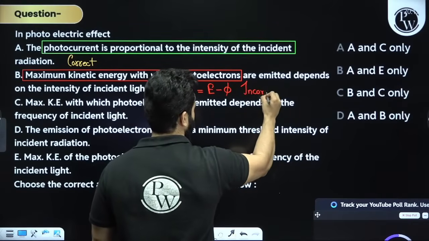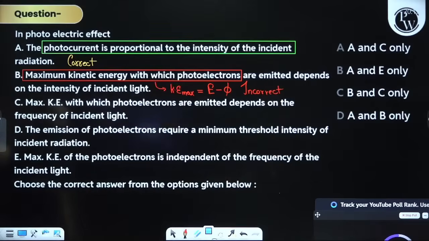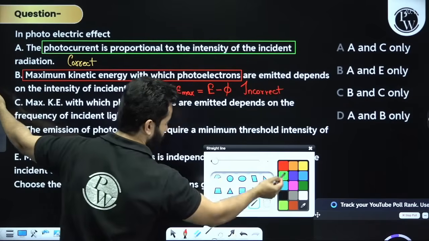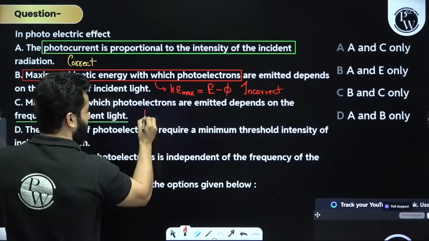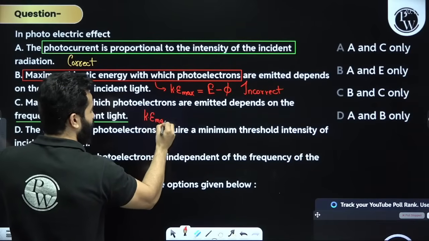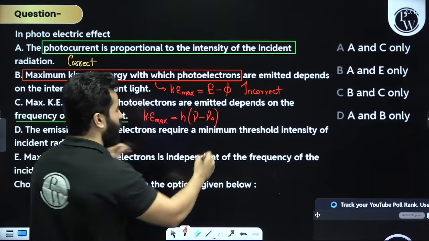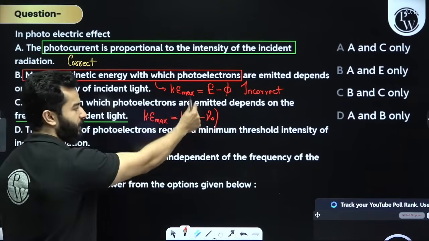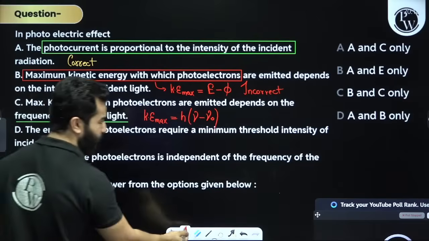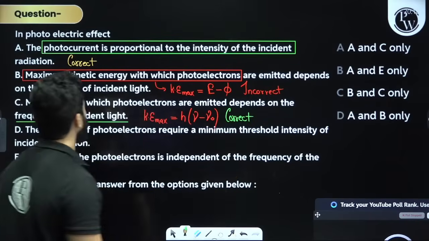Then maximum kinetic energy with which photoelectrons are emitted depends upon the frequency of the incident radiation. This is absolutely correct again. As you can see, maximum kinetic energy can be further written as h multiplied by nu minus nu naught, where nu naught is the threshold frequency, right? So more frequency of the incident radiation, more kinetic energy. So statement 3 is absolutely correct.